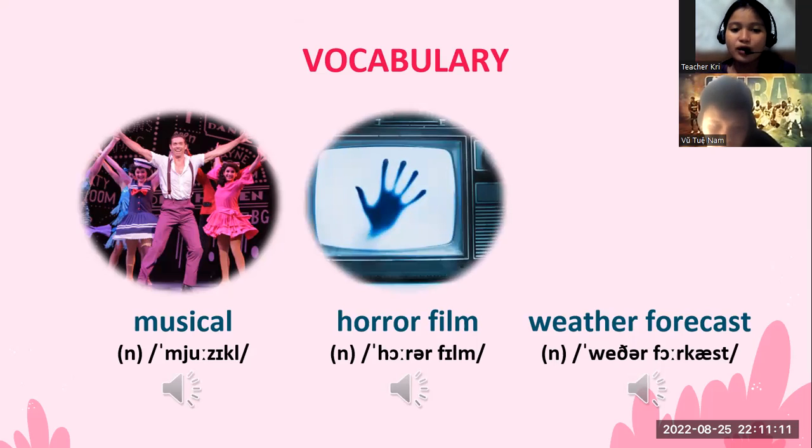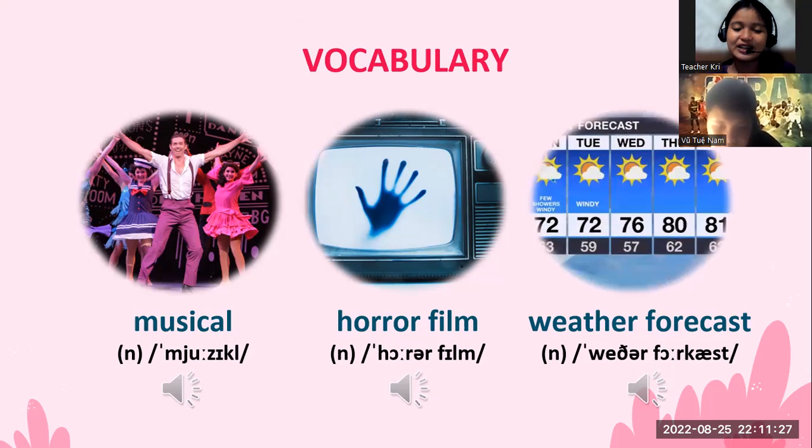Okay, next is horror film. Horror film. All right, so do you like to watch horror movies? It's normal. I see. All right, the next is weather forecast. Weather forecast. All right. So a weather forecast is usually in the news, television news, broadcasting on the radio, or even found in social media. It is information about what the weather will be today, tomorrow, and the next days.